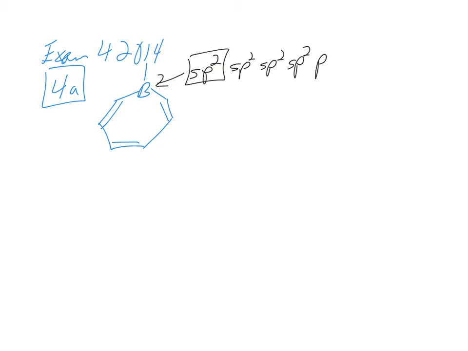So the question then: does it have an uninterrupted pi system? It does. Does it have an odd number of pairs of electrons in the p orbitals? Yes, it does. So this compound is aromatic. Very good. Take a look at E as well.